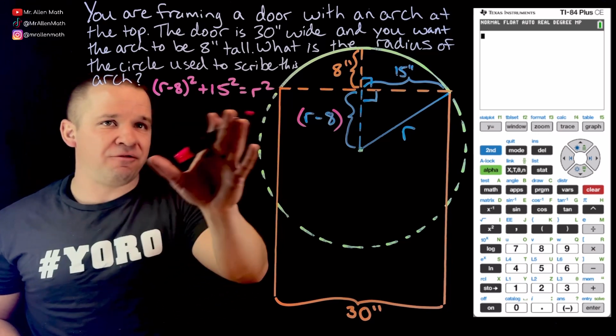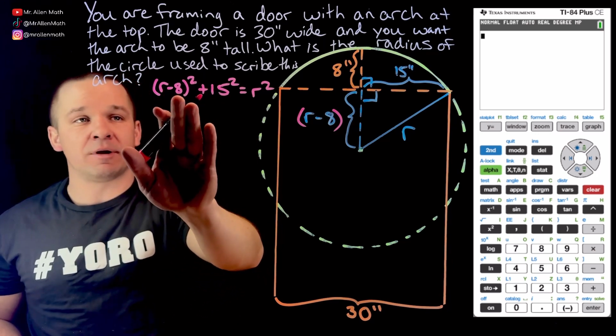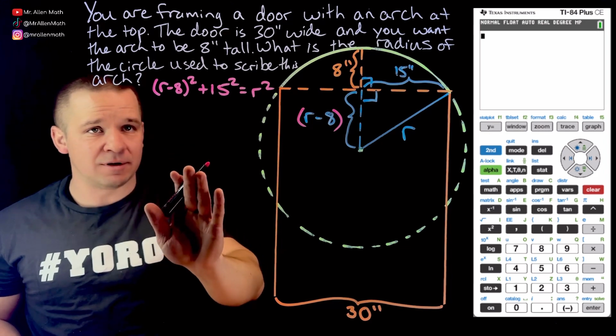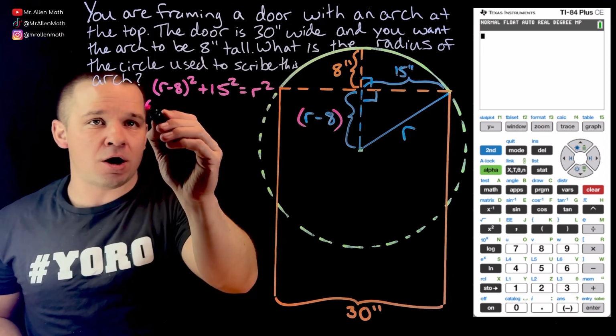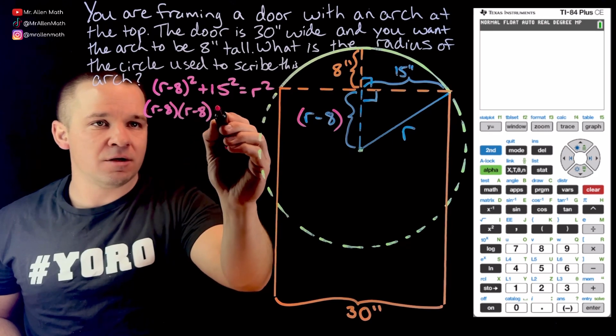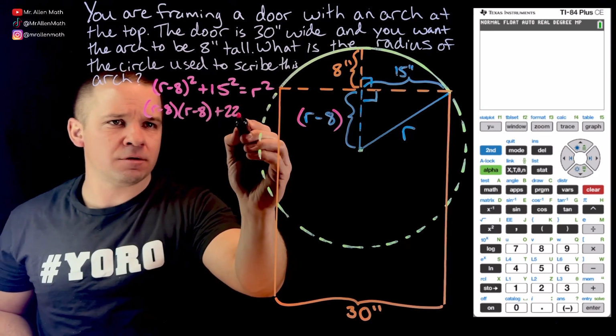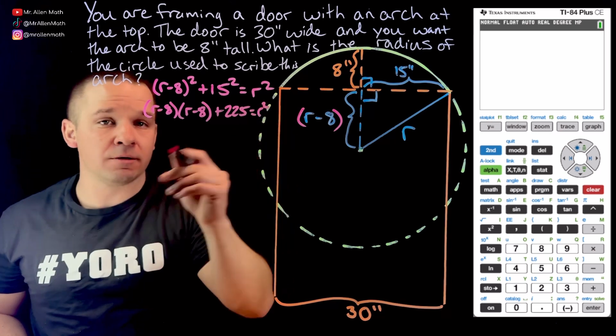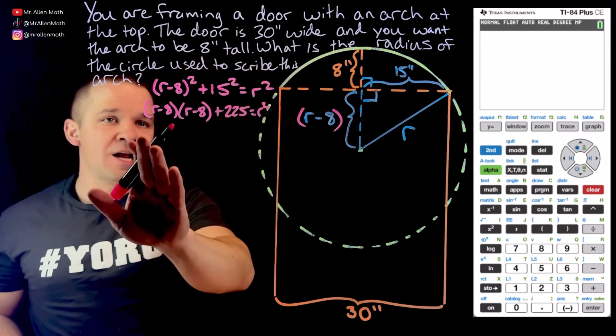Now I gotta FOIL this guy out, right? I can't distribute an exponent in. That's not allowed, right? I gotta make it where it's (r minus 8) times (r minus 8) plus 225 equals r squared. Cool. I'm good with that. Now we're going to FOIL this thing out.